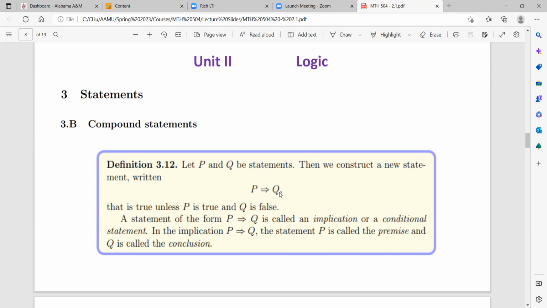So then in that case, we say this compound statement is true. But there are some other cases where this compound statement is true. The only case where this compound statement is not true, or is false, is when P is true and Q is false. Okay, that must be false. That's contradictory to the term of implication.